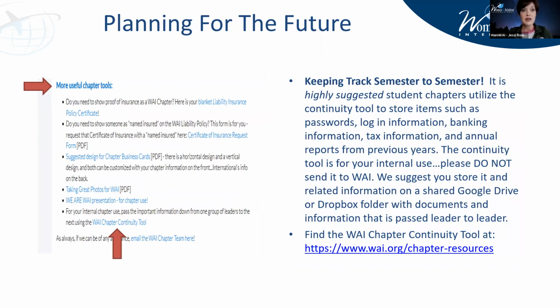On the WAI website under useful chapter tools, we've got the WAI chapter continuity tool that I was just mentioning, for keeping track of your chapter and your chapter's information from semester to semester. It is highly suggested that your chapters utilize the continuity tool to store items such as passwords, login information, banking information, your tax information, annual reports from previous years. The continuity tool is for your internal use. Please do not send it to WAI.